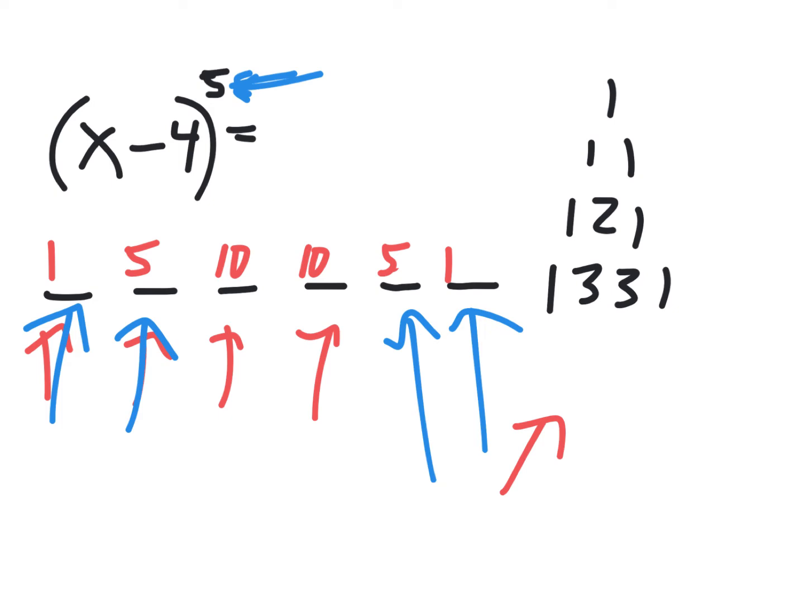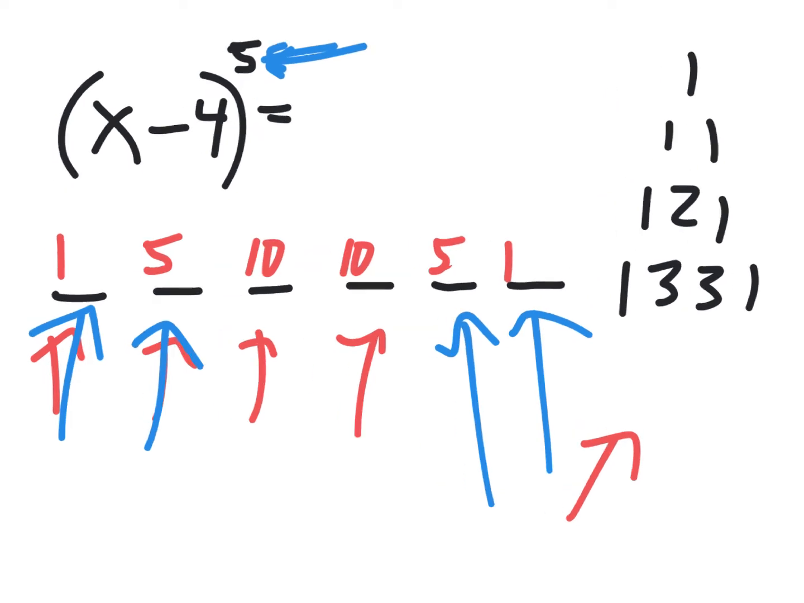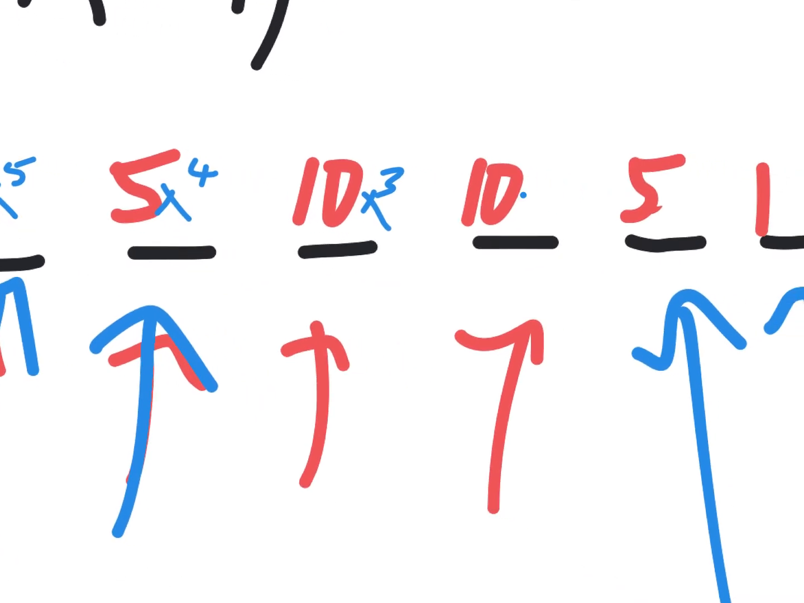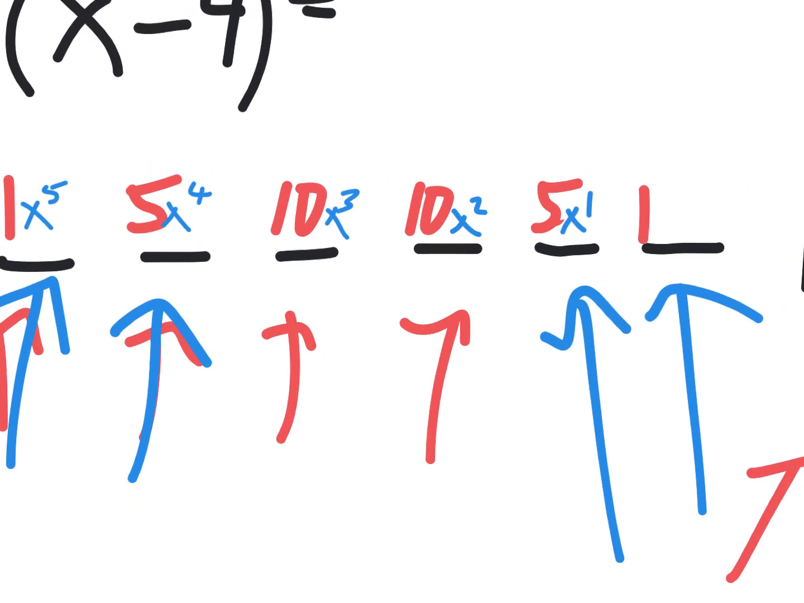So let's go to Olivia. Can you tell me how to do the x's? You do x to the fifth, and then x to the fourth, x to the third, x to the second, x to the first, then x to the 0. And we can even leave off the x to the 0 because it's just 1.